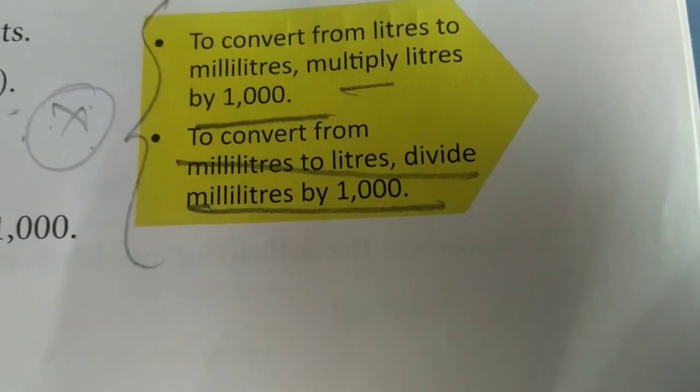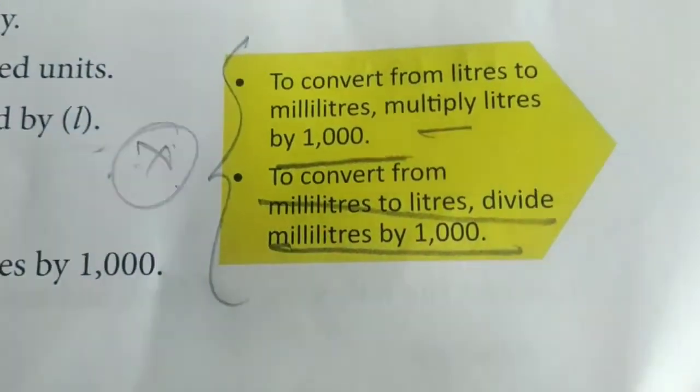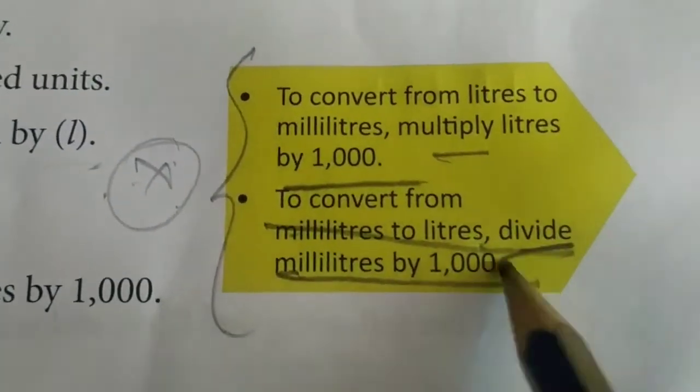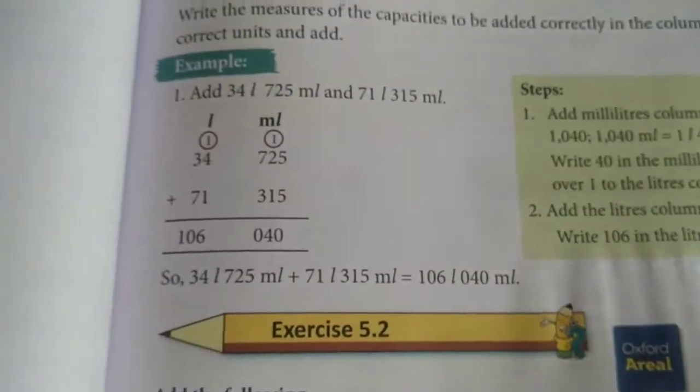So here we have to convert from liter to milliliter. What do you want to do? Multiply liters by 1000. To convert the other way, lower to higher, what do you want to do? Divide by 1000. Okay, are you clear, guys? Next, addition of capacity as well as subtraction of capacity.